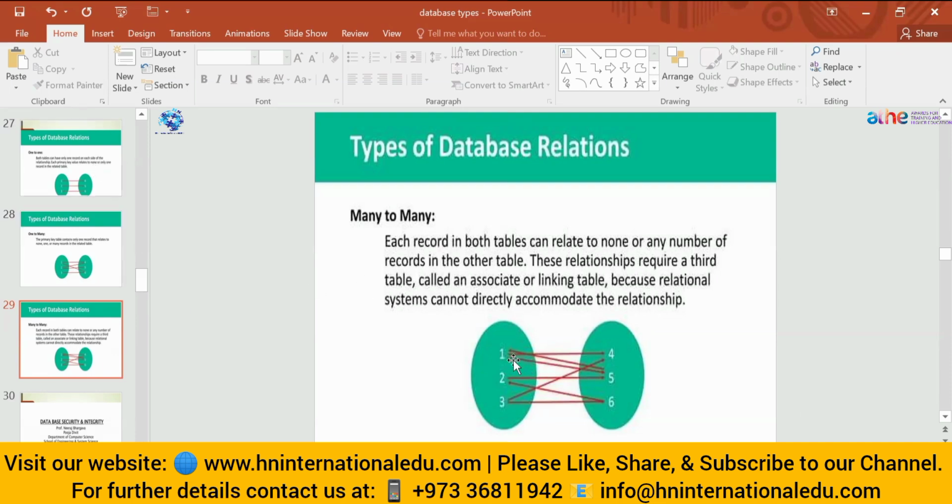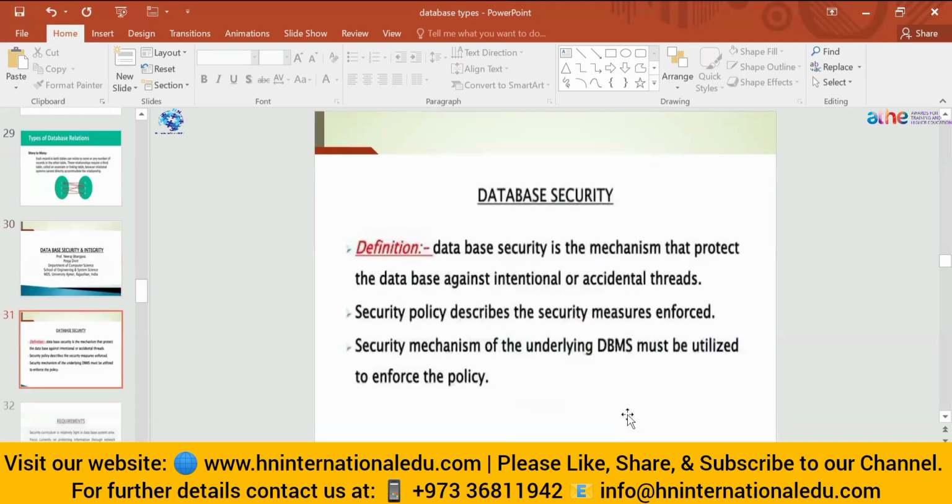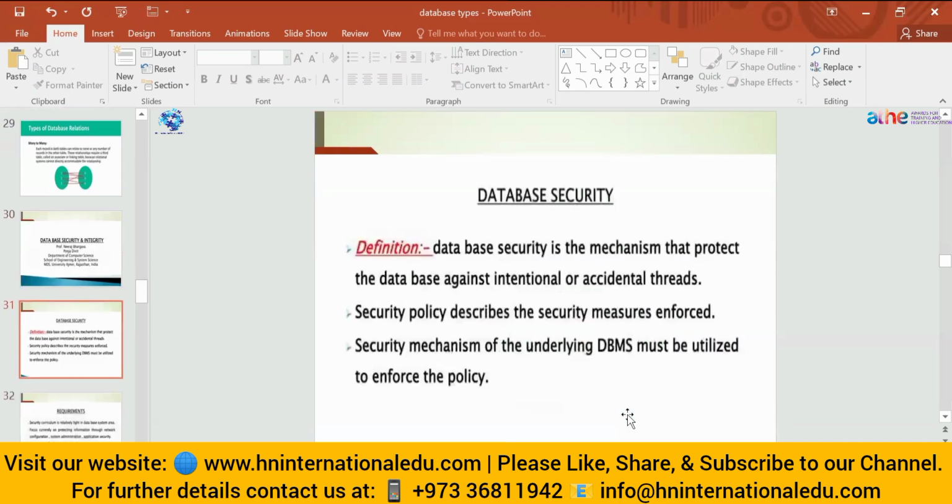So record 1 relates to 4, 5, and again to 6. The same goes for record 2, which relates to record 5 and the 6th, and record 3 relates to record 4 and record 6 of the other table. Then we have the concept of database security.